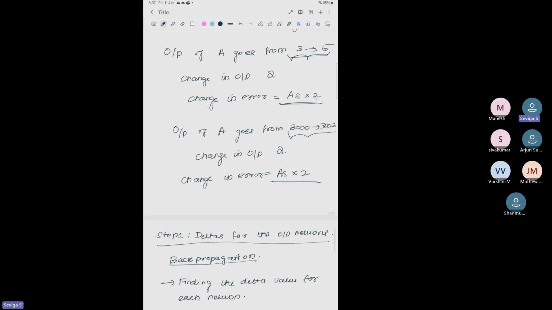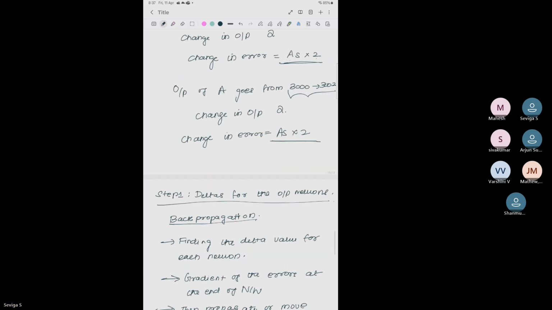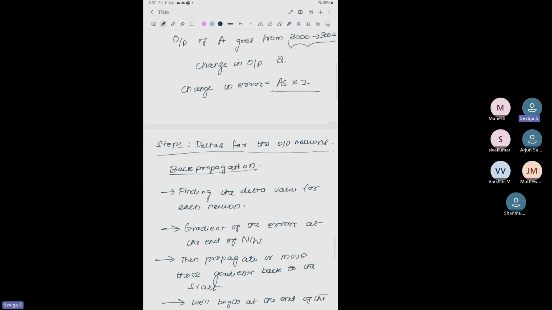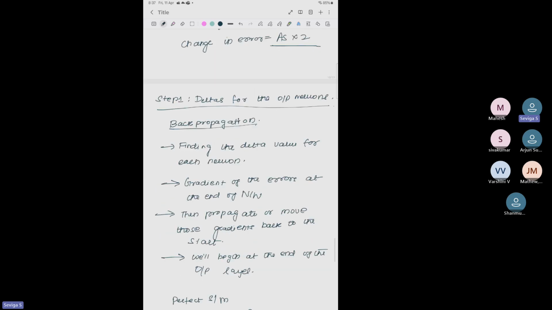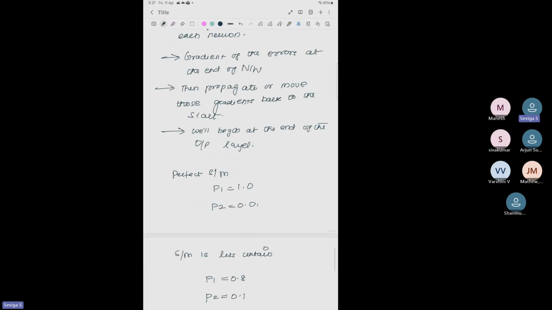And we just started off with the calculation of deltas for the output neurons. For that, we understood the backpropagation algorithm. We start from the end, so first we need to find the delta value for each of these neurons. Once it is found, using the gradient of the error, we propagate that gradient backwards to the front. We start at the output layer and then propagate to the front.